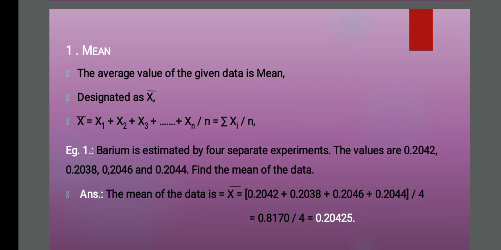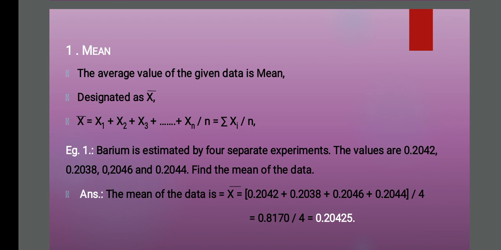All of you know the literary meaning of the word mean. What do you mean by mean? If 5 values are given, you take the average value of all the 5 values, that we call mean. So I'll say the definition. Mean is defined as the average value of the given data, and is given by the symbol x bar.